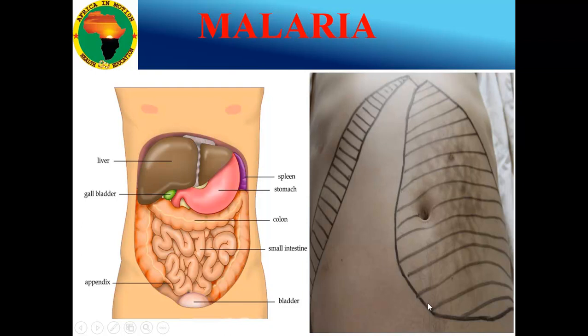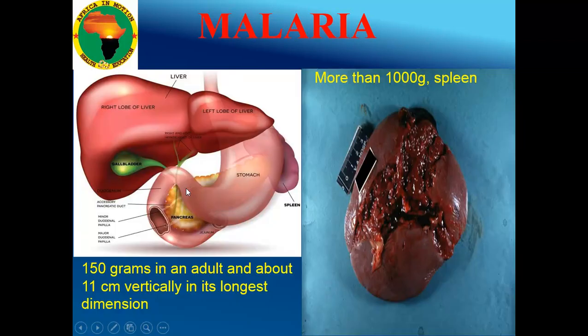You can see it has really grown up to the point where it moves from behind the stomach, then it reaches this area. Sometimes it can grow to the point where it will be 10 times the weight it's supposed to have.